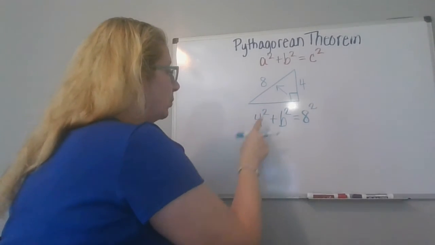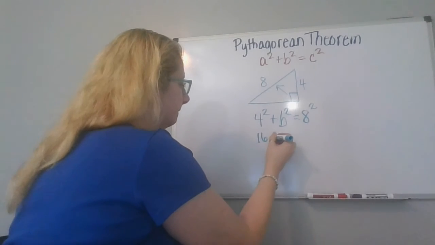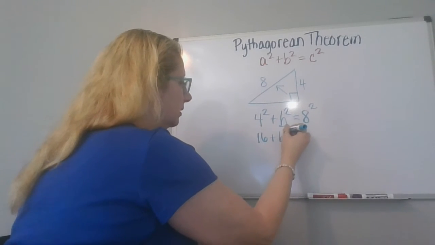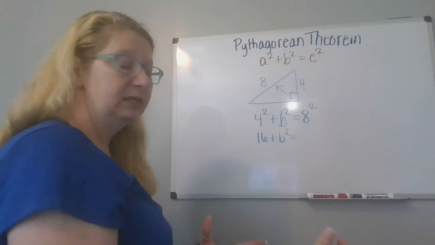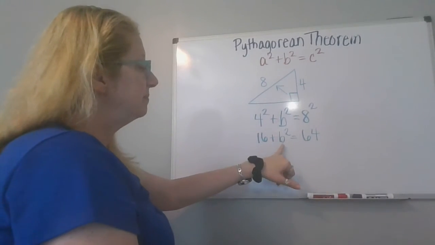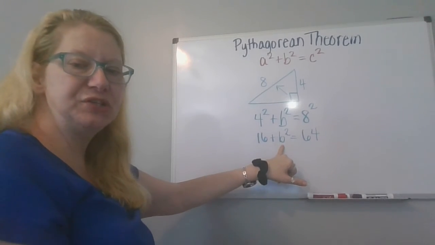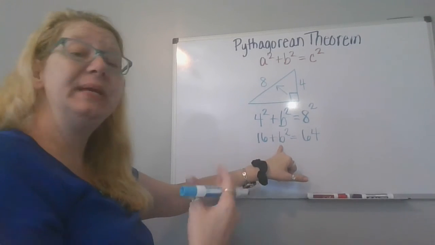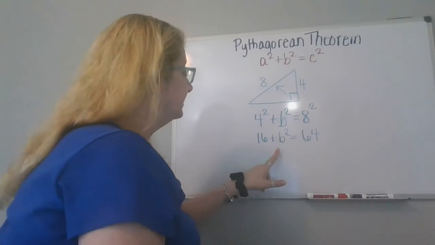So we're going to go ahead and square the numbers we know. So 4 squared is 4 times 4, which is 16. And that is plus b squared equals, and 8 squared is 8 times 8, which is 64. Now we need to know what b is. And whenever we're solving 1- and 2-step multi-step equations, we remember that we need to isolate the variable. And in this case, b is our variable because we do not know what the value of b is. So we're going to have to get b squared by itself.